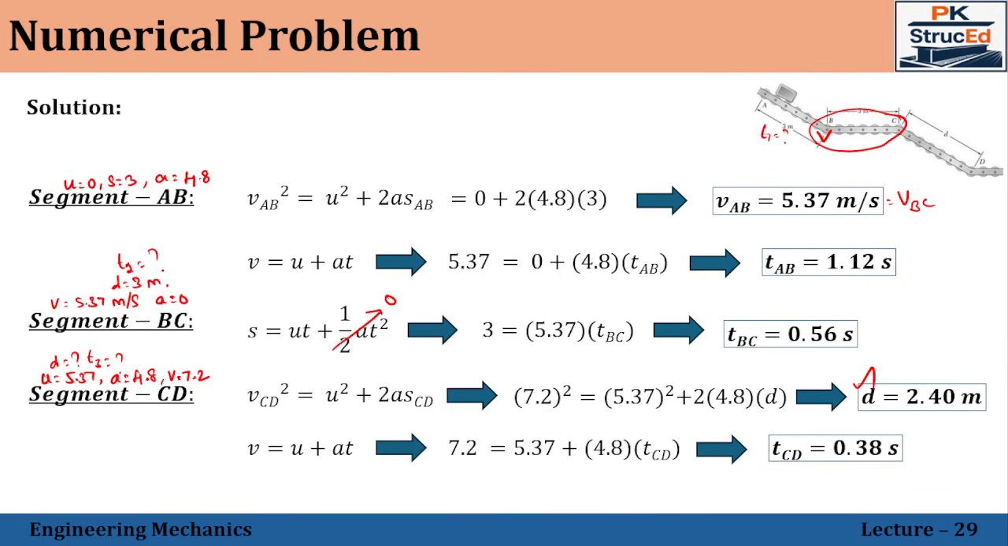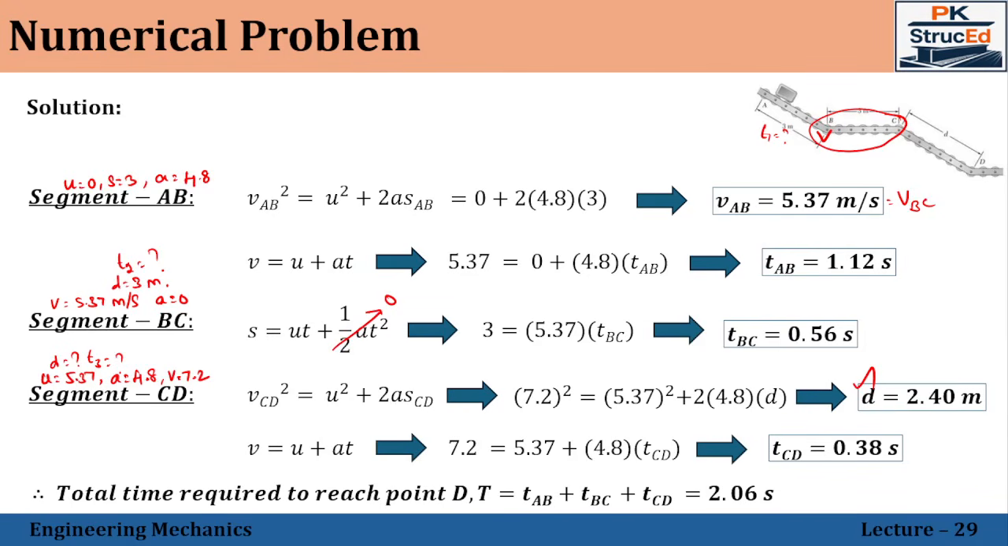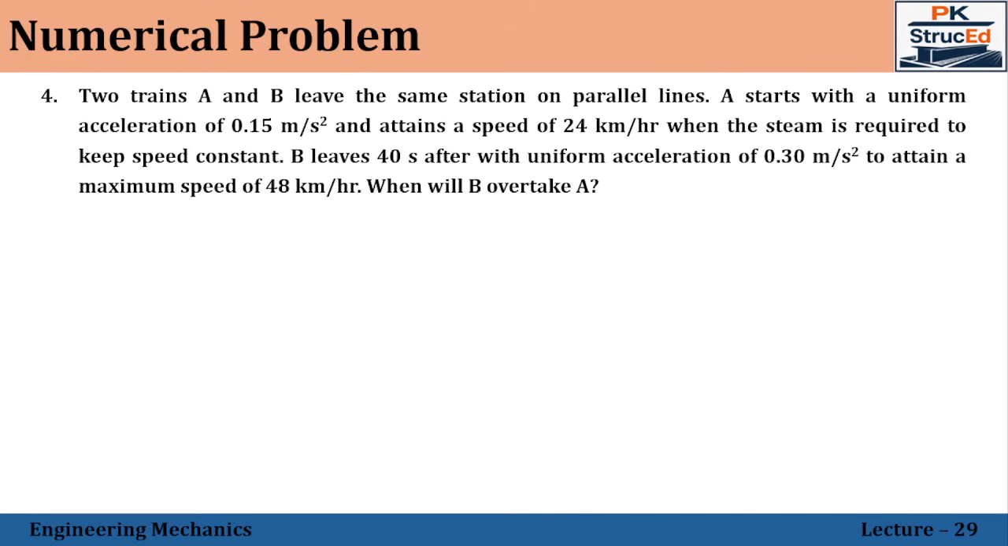So the first question, we calculated D. The second question is to find the total time required by the package to reach the point D. That is, total time required will be TAB plus TBC plus TCD. So adding up all three, we get the total time required as 2.06 seconds.